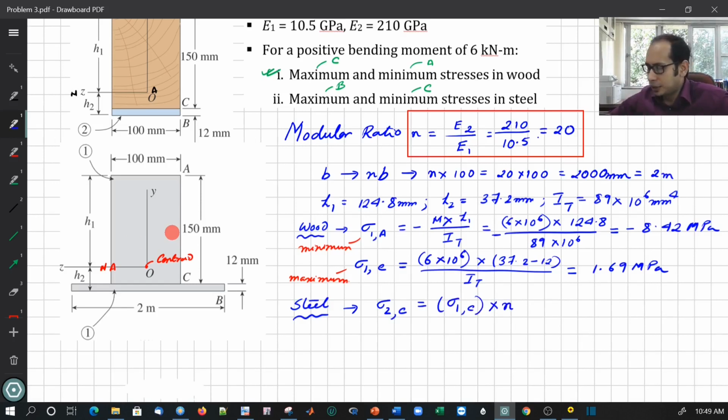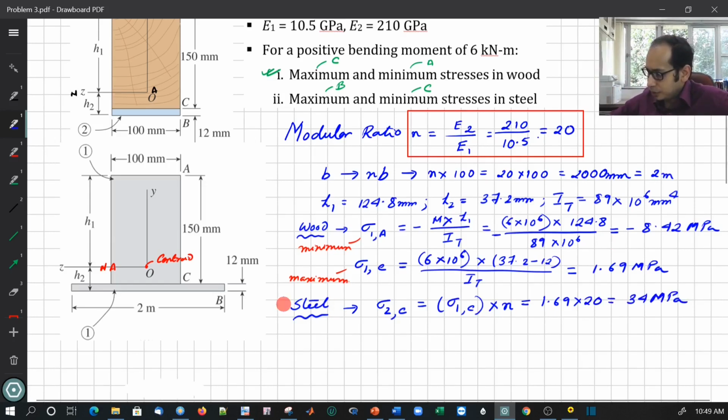Simple, because the stress for this one, remember, is that linear variation that I have, and this is the interface where I expect the jump. So this is the interface C, which is shared both by the wood and the steel, right? So here I'm going to calculate sigma 1 for the material 1 at C, and I'm going to multiply with the modular ratio. So that is nothing but your 1.69, which I have already calculated over here, times your 20. So that comes out as 34 MPa, right?